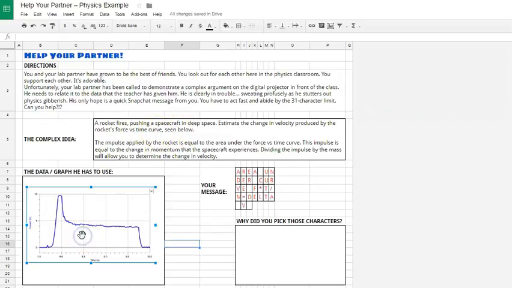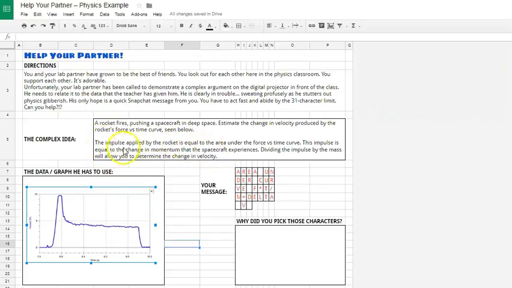And so here's the image that they're supposed to analyze, the graph they're supposed to analyze, and they should be able to come up with a pretty good estimate for what the change in velocity is based on what they see here. They can get lots of data out of this, including estimating an average force that's being applied, including estimating the amount of time over which that force is applied. And then if I give them the mass, then they should be able to come up with the change in velocity.